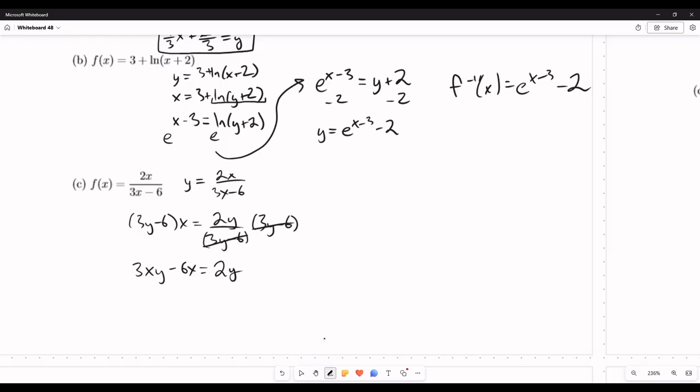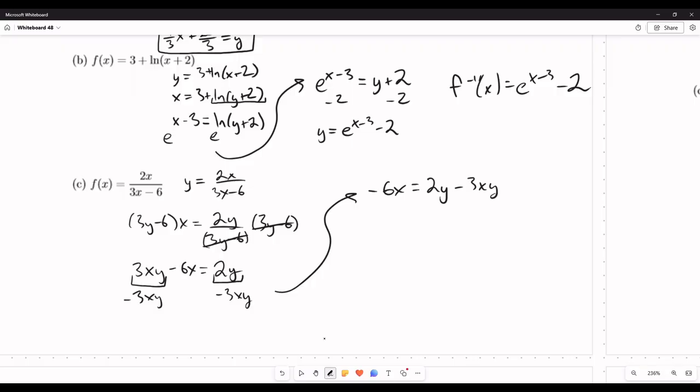What do I do next? Well, I want to take everything that has a y in it and put it together, and then take everything that doesn't have a y in it and move it to the other side. So the easiest way to do that in this case will be to subtract 3xy from both sides. When I do that, I'll end up with negative 6x equals 2y minus 3xy. And why did I do that? Well, first of all, now everything on this side has a y. Nothing on this side has a y, so we're good to go there.